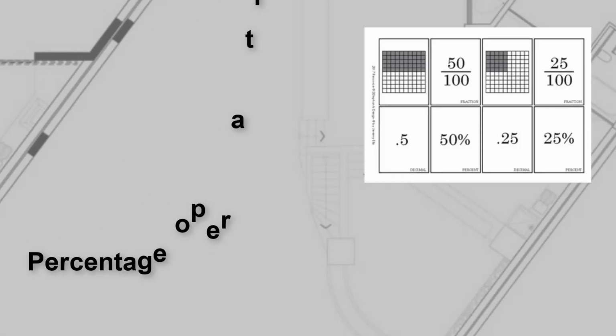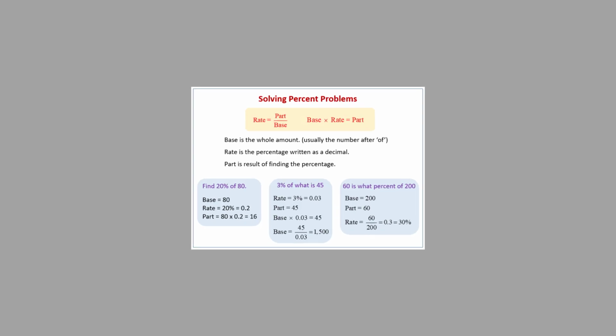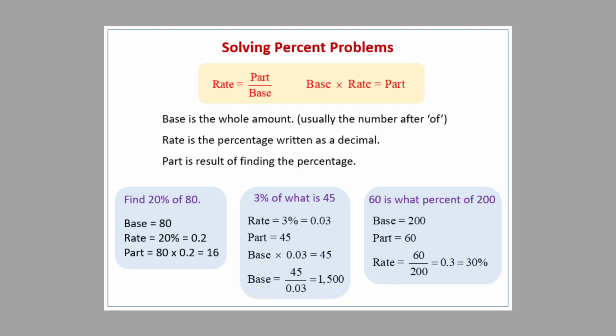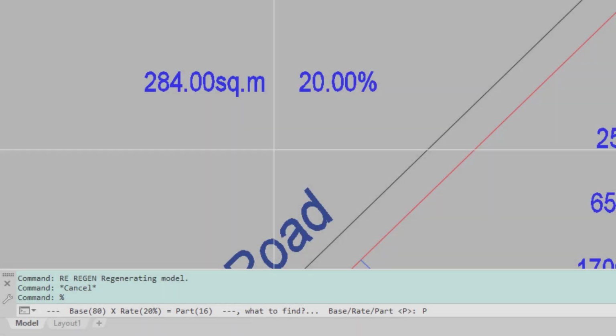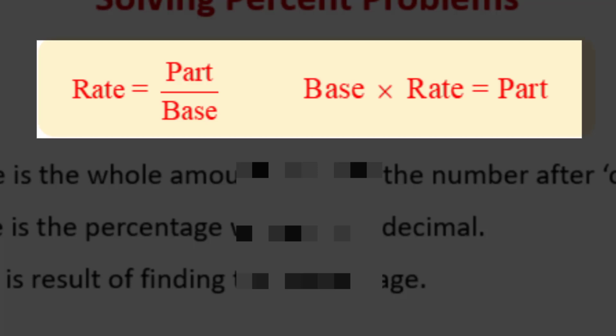Percentage operations. Press the percentage key to run the command. See the percentage operation terms. Select what to find: base, or rate, or part.